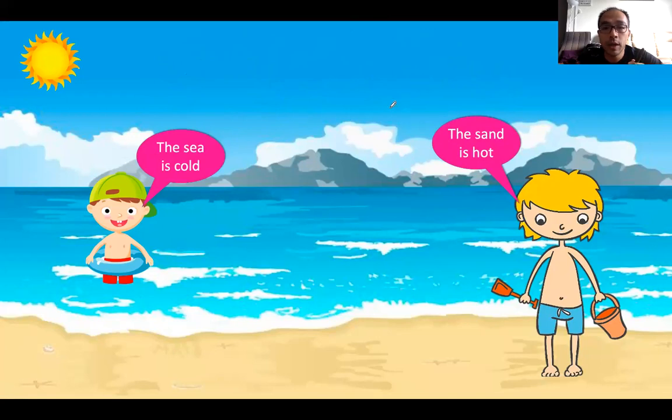So the question that we need to ask is why, in the daytime, the sea is cold and the sand is hot, but both are actually under the same sun? It doesn't make sense, right? If you're being heated at the same time by the same sun, you should be equally hot. But why is the sea cold and the sand hot?